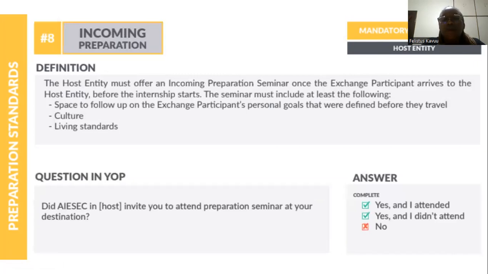Then we come to the incoming preparation seminar. This is done once the EP arrives and before the internship starts. So that time period, immediately they arrive, but before they start. It will contain at least the following: space to follow up on the personal goals of the EP, and the culture, take them through the culture. Maybe there are things that they shouldn't say when they're in this country. And also what the living standards are, like how much they will need to sustain themselves for a week. Though this should be done before they come, with expectation setting that they come into the country with enough money to sustain them for the period that they will stay in the country. Remember, again, this is mandatory.